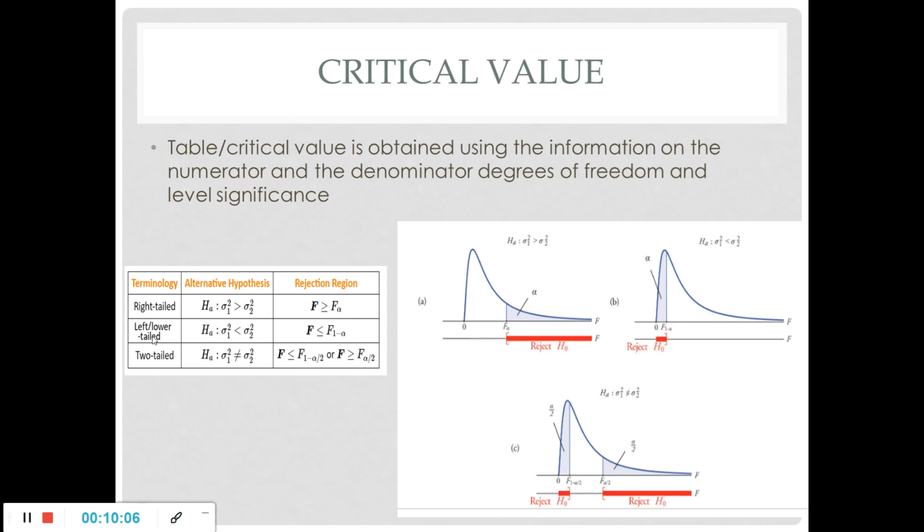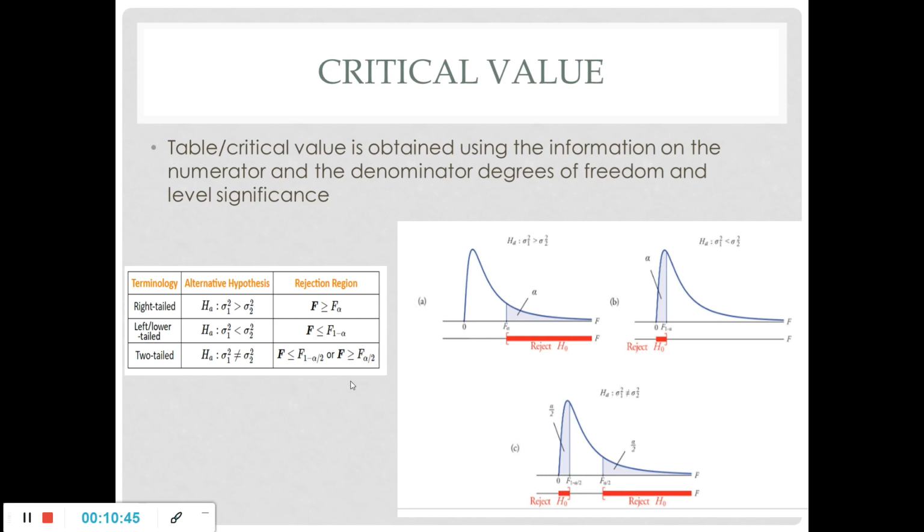But when it comes to a left or lower tail test, when you look for the value, first you need to minus the given alpha, that is 0.05, for example, from 1. Then you will get 1 minus alpha as 0.95, right? So you need to look for the critical value in the table. When you look for the left or lower tail test, your critical value should be corresponding to the 1 minus alpha level of significance and these 2 degrees of freedom.